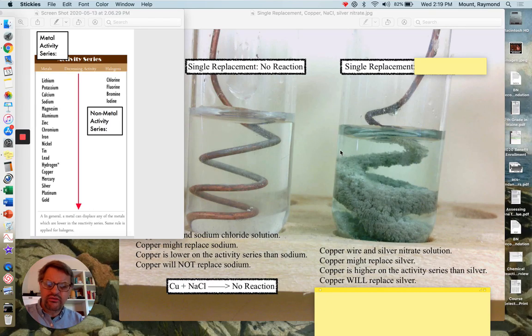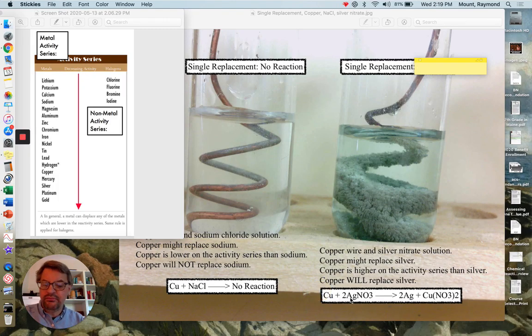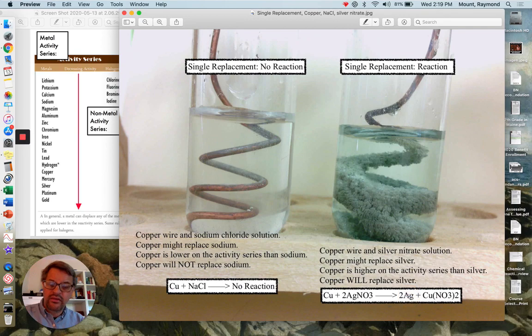This is a solution of silver nitrate, and what's happening, the copper of the wire is dissolving into the solution to make copper nitrate. And the silver from silver nitrate is solidifying as little silver crystals, and that's here in the equation. That fluffy stuff that you see in the picture is literally silver metal forming during the reaction. So this is a single replacement that will react.